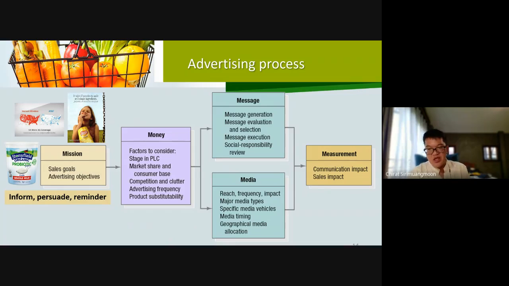Last one, measurement. You need to measure the communication impact or the sales impact. So there are two things. Sometimes you make sure to check the response, like when you send the advertising and they receive that message. We call that communication impact. Sales impact is the other term. Sales impact is like seeing the result of the advertising process. If the consumer buys your product more, you may assume this might be an effect from advertising, and that is sales impact.